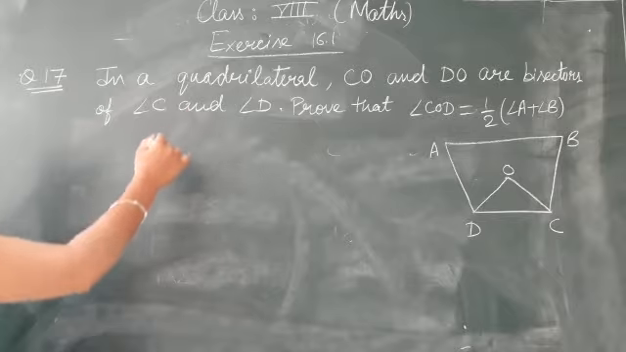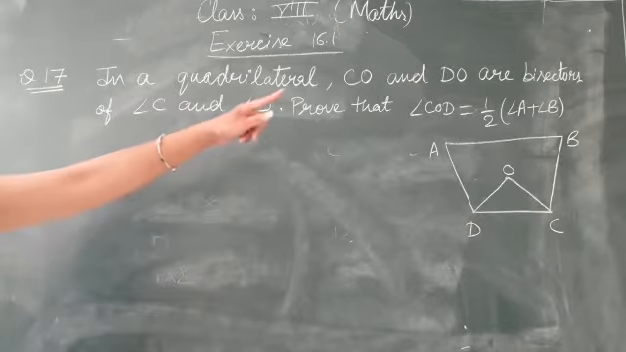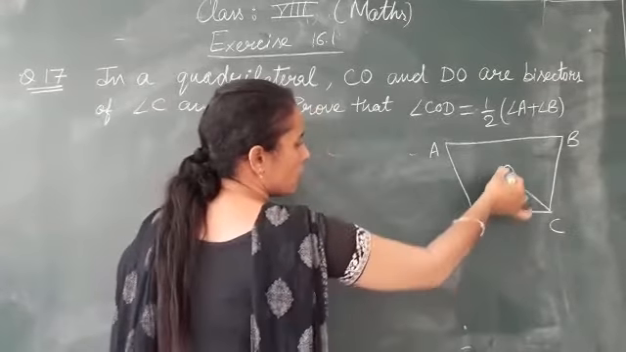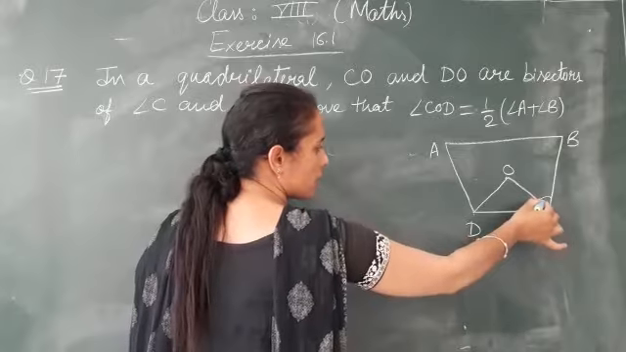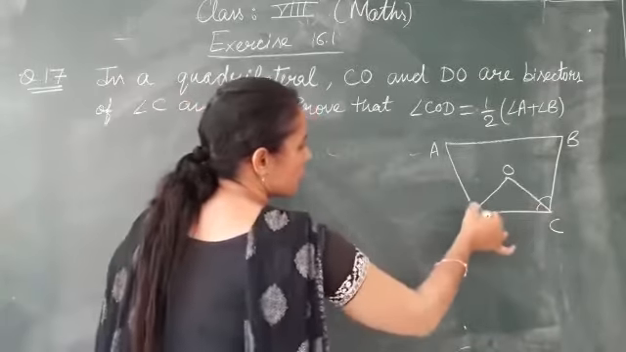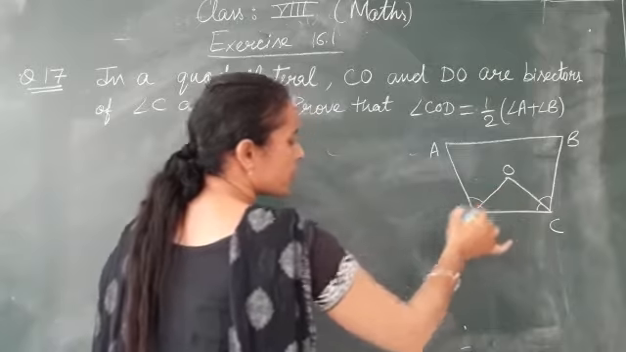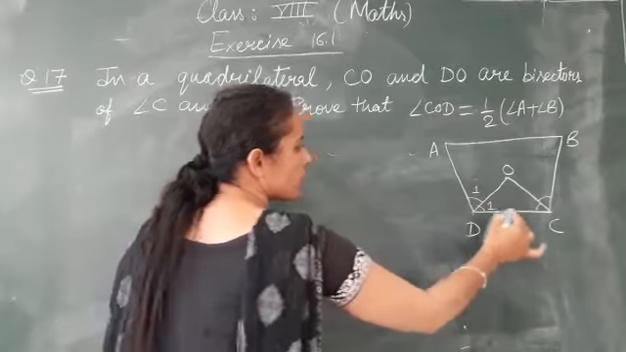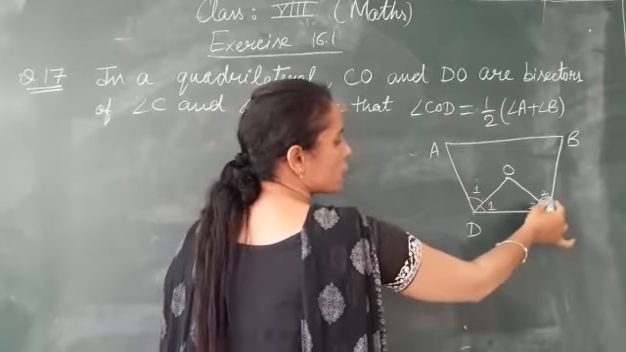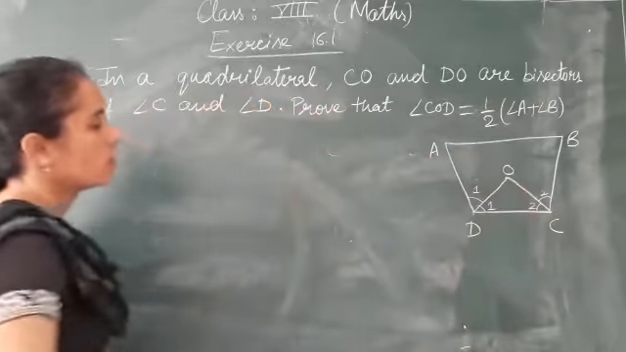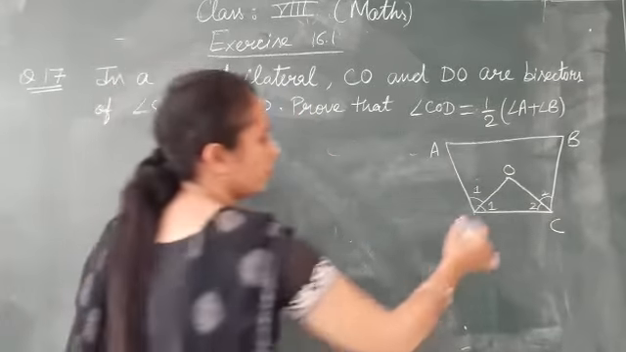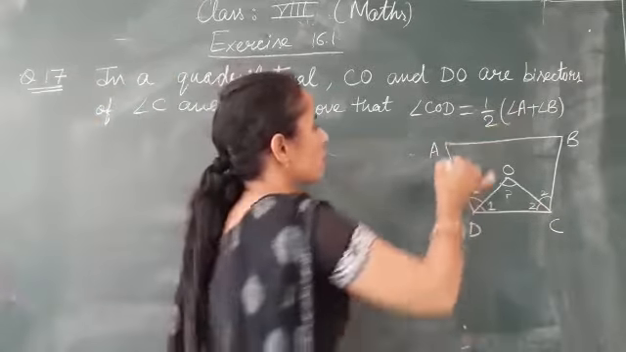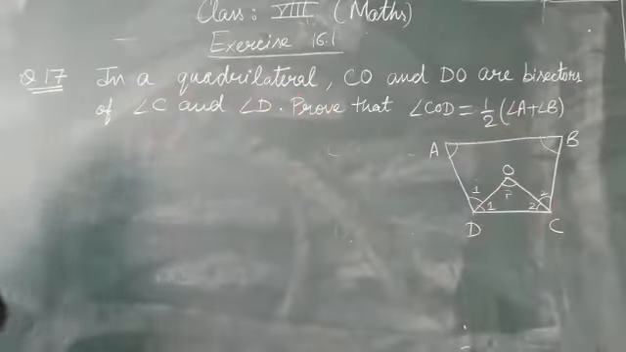In a quadrilateral ABCD, CO and DO are the bisectors of angle C and angle D. We are given CO and DO are the bisectors. It means it is making the half of this angle, and this line is also passing through the half of this angle. So name these angles as angle 1 and angle 1. This is angle 2, because these two parts are equal as this is a bisector. We have to prove that angle COD is equal to half of the sum of these two angles. So how can we prove it?